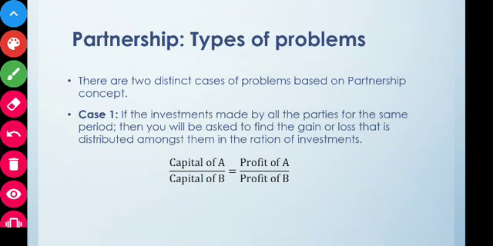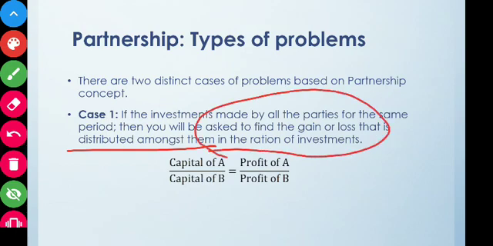Partnership and types of problems. So there are two distinct cases of problems based on the partnership concept. Let's first discuss case 1. If the investment is made by all the parties for the same period, then you will be asked to find the gain or loss, which is distributed among them in the ratio of their investment. Suppose A invests 10,000 rupees and B invests 20,000 rupees for the same period of time, then you will be required to tell the ratio in which they will share the profit. It is case one. That is, both the partners, or maybe more than two partners, invest the amount for the same period of time, and we have to find the ratio of their profit distribution.